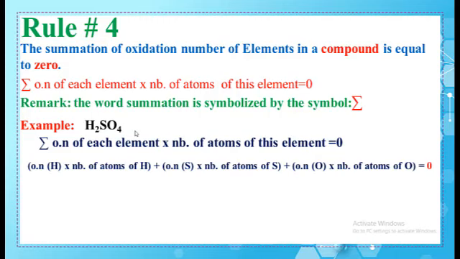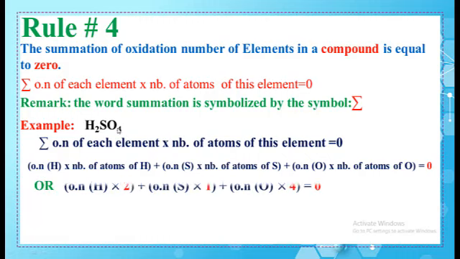So here we say, how can we expand this formula? We say that the oxidation number of H times the number of H atoms, plus the oxidation number of sulfur times the number of sulfur atoms, plus the oxidation number of oxygen times the number of oxygen atoms. Remember that we take the oxidation number of one atom only, per atom only. So here we say the oxidation number of H, of S, of O.